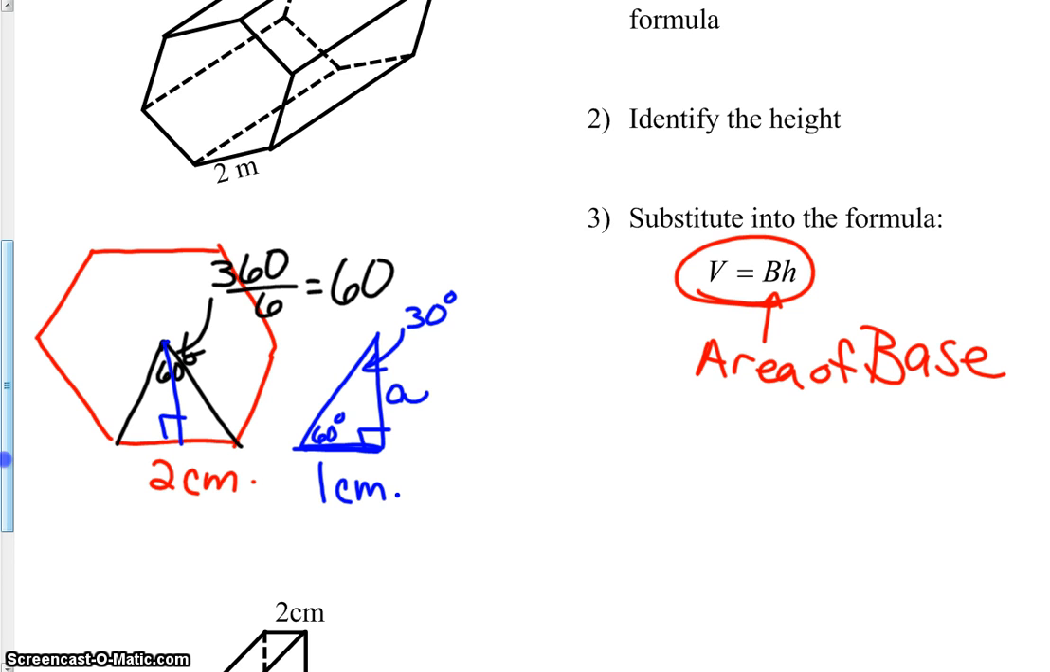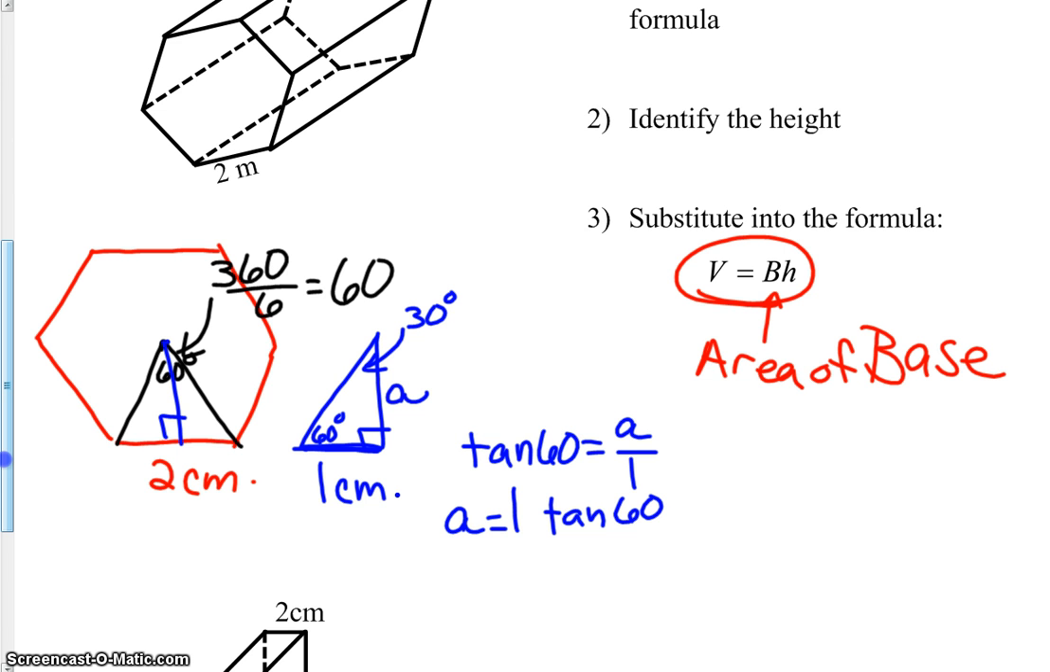And because I'm using SOHCAHTOA, I want my variable to be in the numerator. The pieces I have are opposite and adjacent. So I'm going to say that the tangent of 60 equals the apothem over 1, or the apothem equals 1 times the tangent of 60.